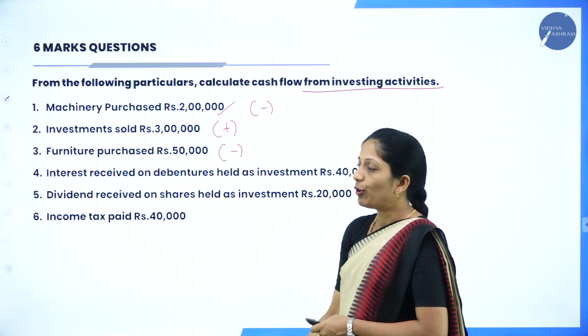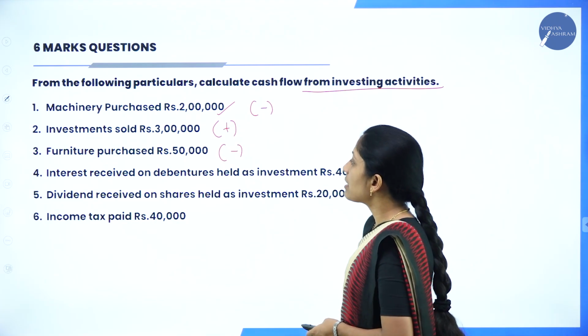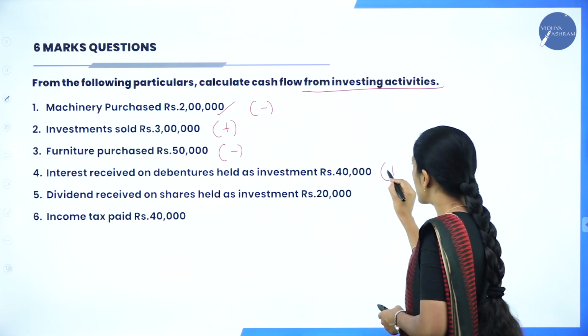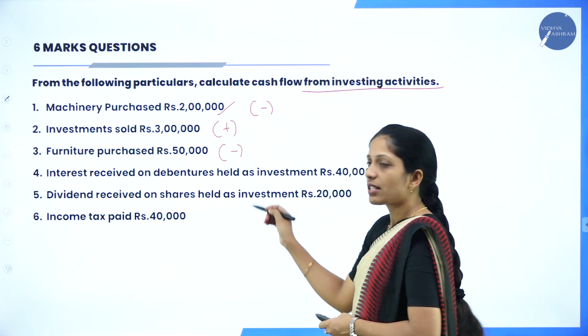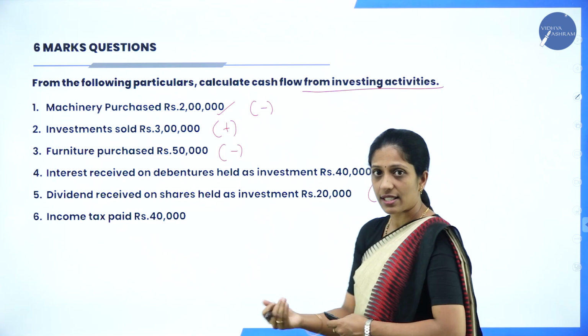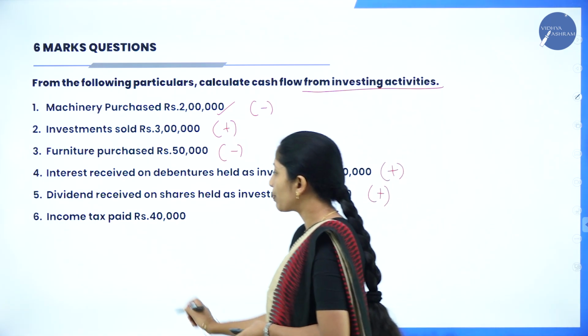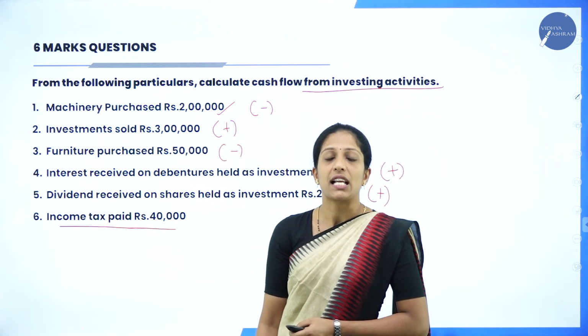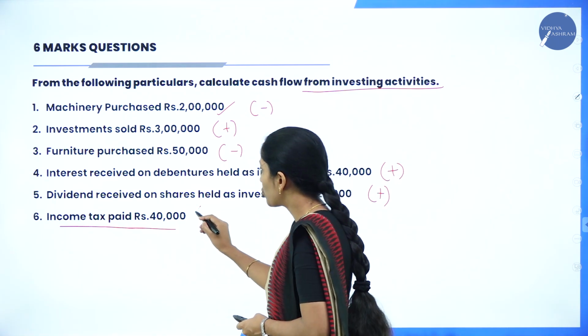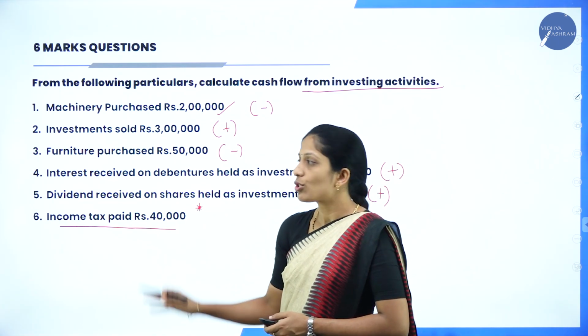So outflow, furniture purchase. Interest received on debentures. When you receive something, it is inflow, so it is add. Next, dividend received on shares held as investment. This is also add because received. Next, income tax paid. This does not come under investing activities. We will record it under operating activities, for which you have to write a note. So hope you are clear.